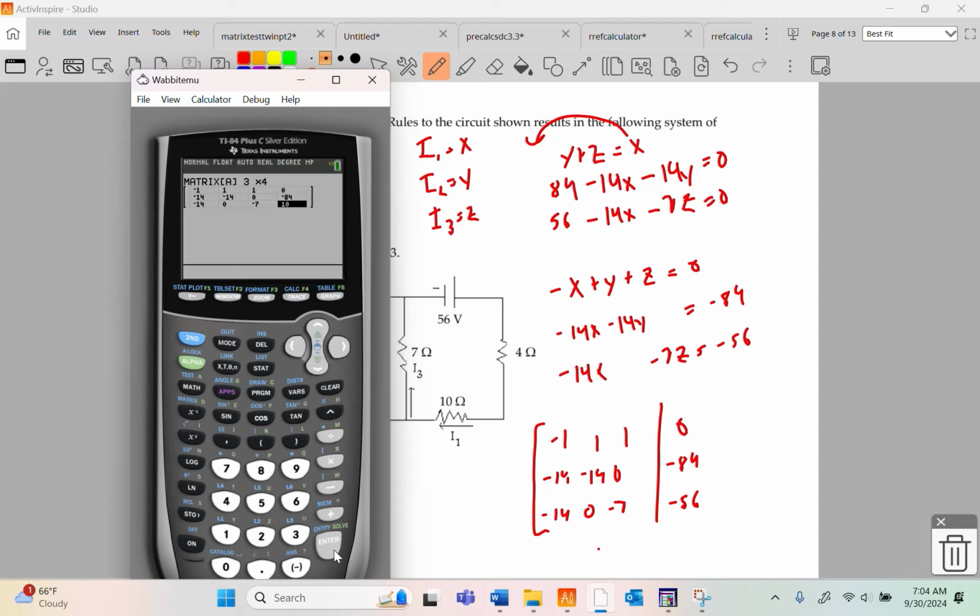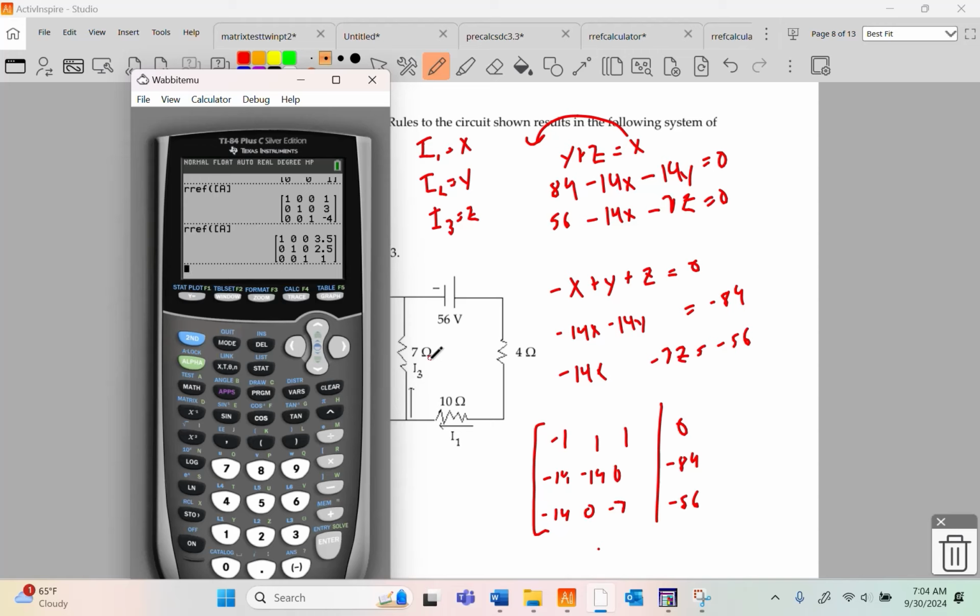And there we go. I should see some nice looking decimals. Let's find out. If you forgot, second matrix math, double REF, enter. Second matrix A, enter. Yeah, those are the decimals I was looking for. So that says that current 1 is 3.5, current 2 is 2.5, current 3 is 1. And that's how it is.